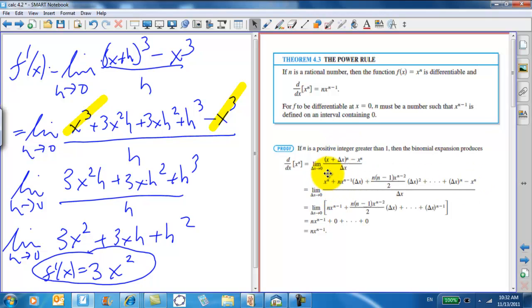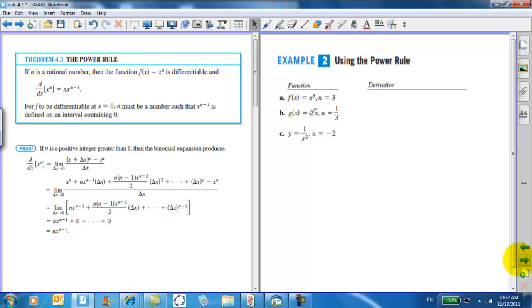And notice how this x to the n term is always going to follow with a minus x to the n. And you get all this other stuff left over. But all this other stuff has at least one delta x in it. So it's going to divide into there. But only this second term right here, n x to the n minus 1 delta x, has just one delta x in it. So now all the other ones still have a delta x. So as delta x goes to 0, these all disappear. And we just focus on this.